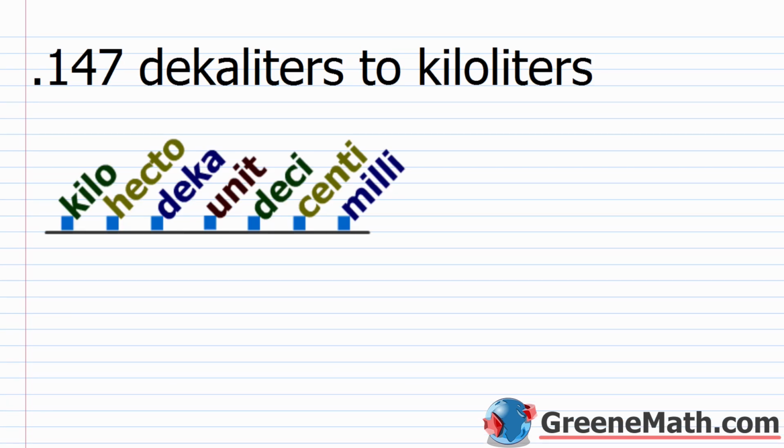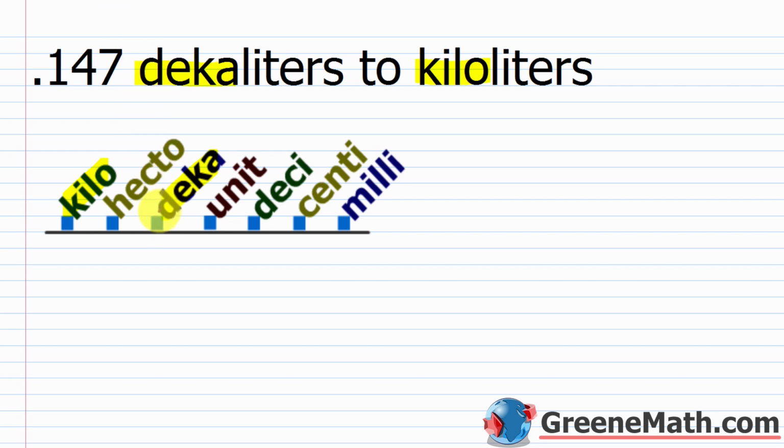All right, for the last one we're going to look at, we have 0.147 decaliters to kiloliters. So again, just look at the prefixes involved. We have deca and we have kilo. So if we look at those on the prefix chart, we have deca here and we have kilo here. Now I'm going from deca to kilo, so that represents a movement to the left.